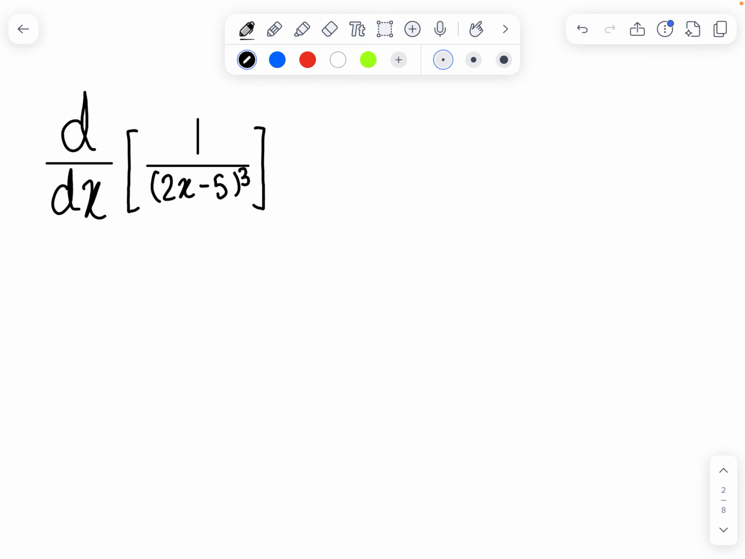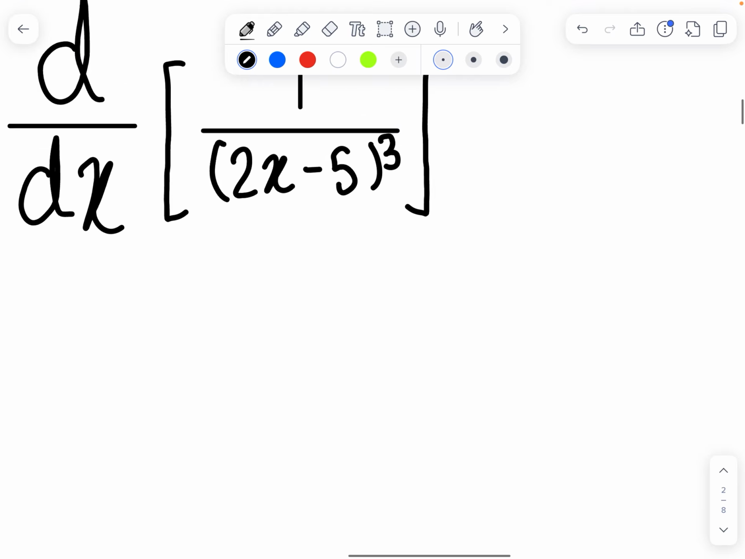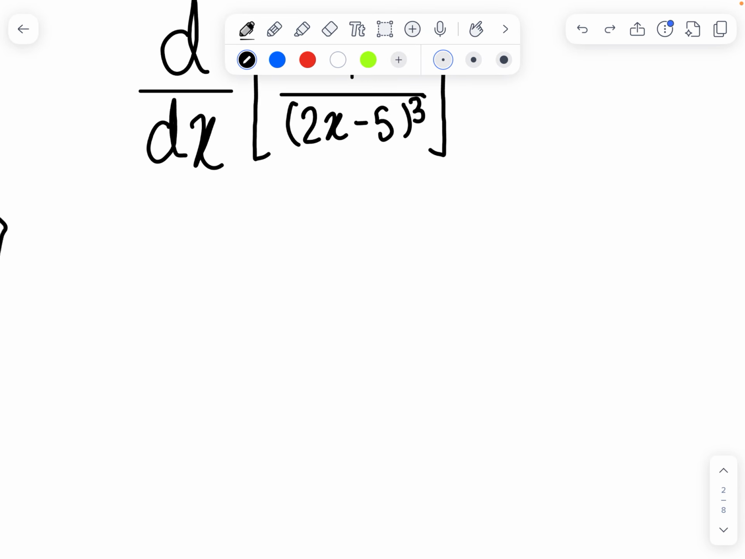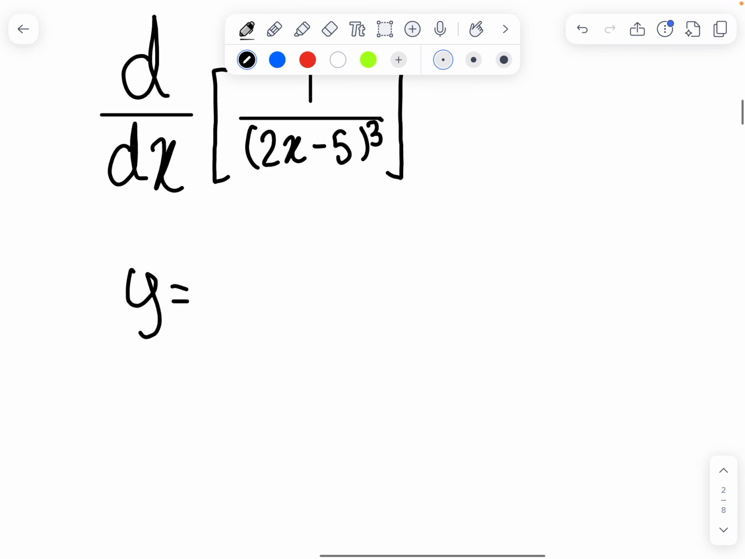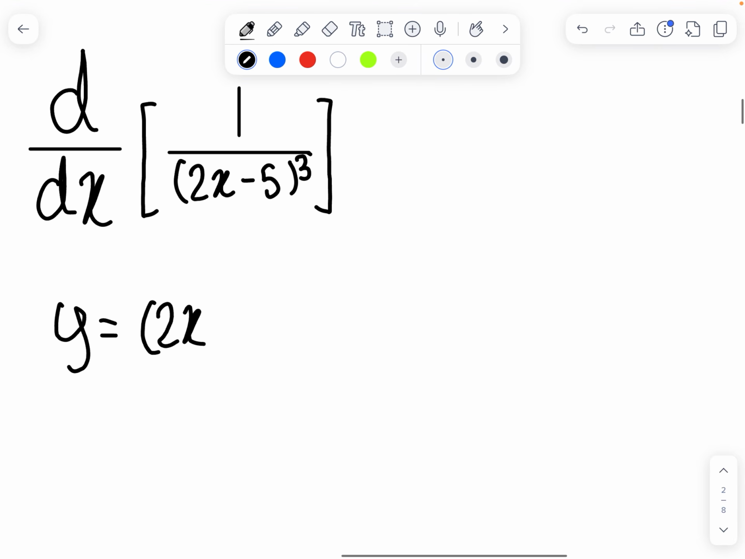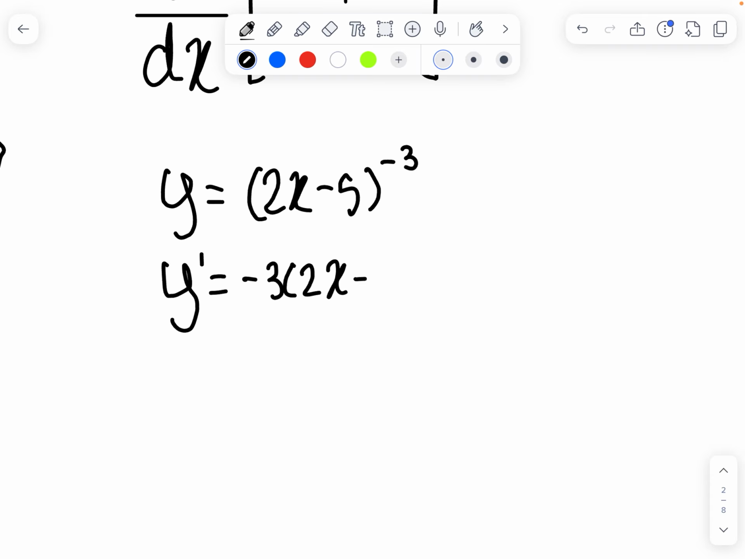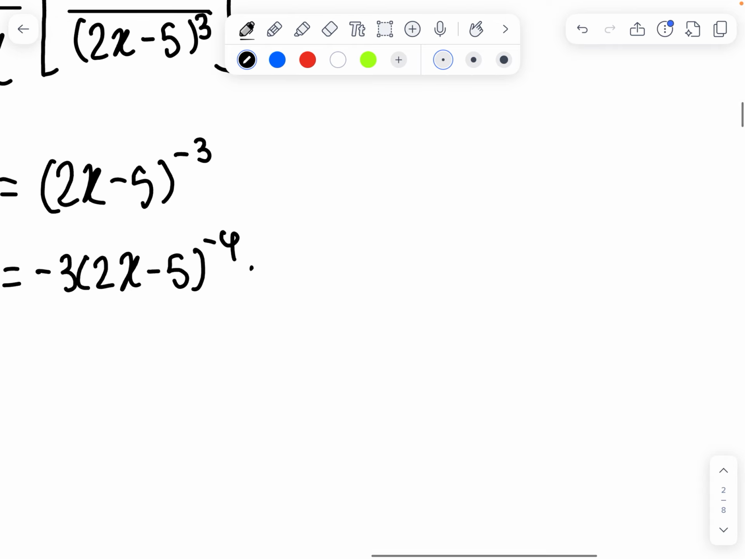So first, what we need to do is to use the exponential rule from before. So since this 3 is on the bottom, we have to make it go to the top. So then y would equal 2x minus 5 to the power of negative 3. And now we apply the chain rule. So the derivative of the outside would be negative 3 times 2x minus 5 to the power of negative 3 minus 1, so negative 4. And now the derivative of the inside, so that's multiplied by 2.